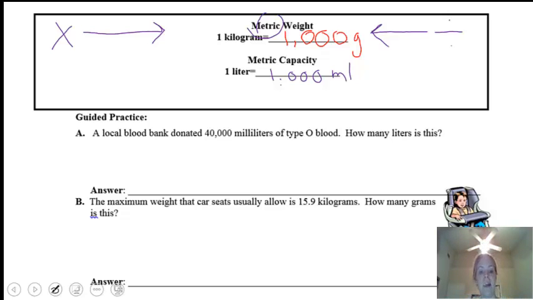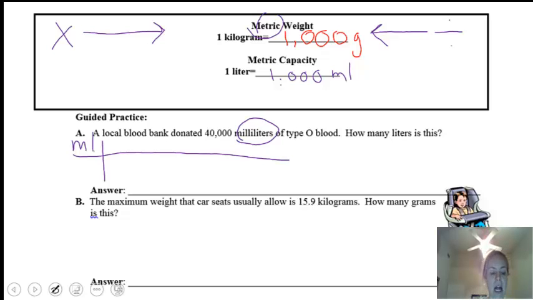A local blood bank donated 40,000 milliliters of type O blood. How many liters is this? So I'm converting units. I need to make my table. I'm first starting out with milliliters, which is abbreviated ml, and I want to change to liters, which is just an uppercase L. If I look back to my facts, I know that 1,000 milliliters makes 1 liter. So to go from 1,000 to 1, I need to divide by 1,000.